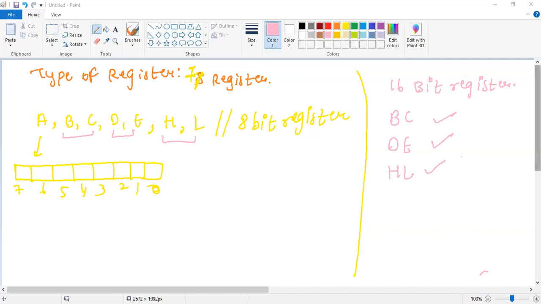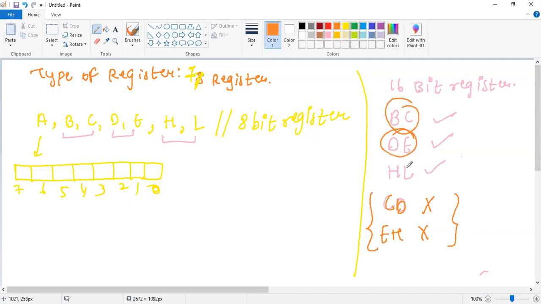Okay, now see, a 16-bit register means what? We are combining BC, DE, and HL. Now we cannot combine CD. This is wrong. We can't do this. Nor can we do EH. What we can combine is only BC, DE, HL.